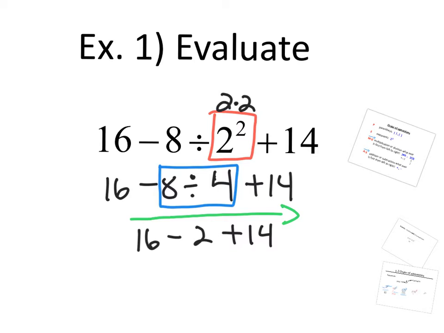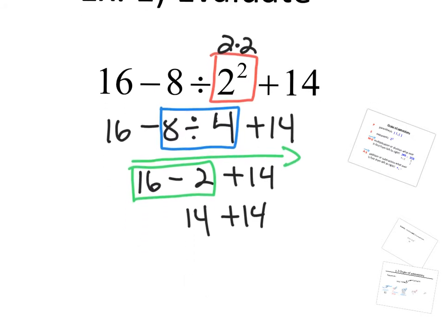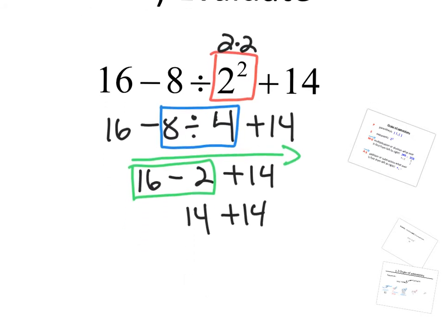So the first one is subtraction right here. You are going to subtract, even though it says addition or subtraction. I know the A is before the S, but the order is always whatever's first. So you subtract those two. 16 minus 2, 14 plus 14. And the last step, you just add those two numbers, 28. So the order of operations, PEMDAS.